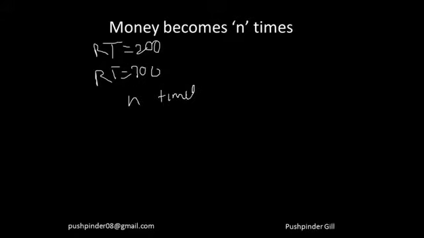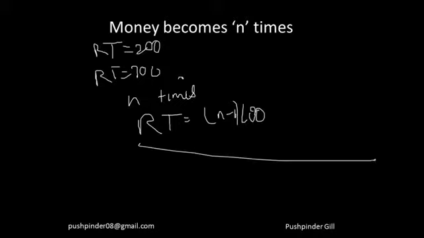So if I say money becomes 3 times, R into T is 200. If I say money becomes 4 times, R into T is 300, just 1 less than that, into 100. So if money becomes N times itself, that means R into T is N minus 1 into 100. Now this might seem to be a very difficult concept, but it's very easy to remember. If money becomes N times, I know R into T is N minus 1 times 100. So it would be very easy for you to calculate things and go about the question.